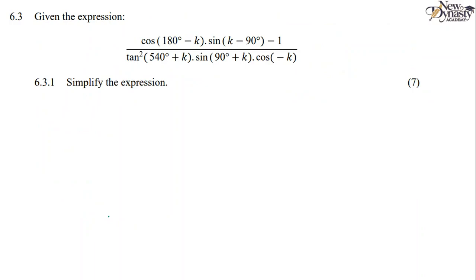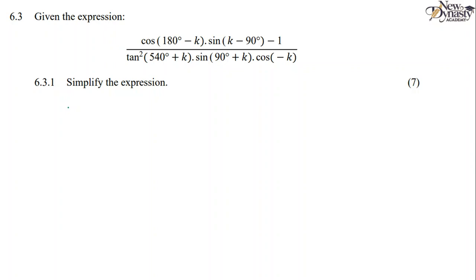Then the next question says, given that long expression, you need to simplify the expression. So how do we simplify such an expression? We're given these expressions with reductions, co-ratios, and negative angles, but we need everything in terms of k. So we need to rewrite everything in terms of k. We use our reductions and the CAST diagram, as you know. So we're going to go on and simplify this.